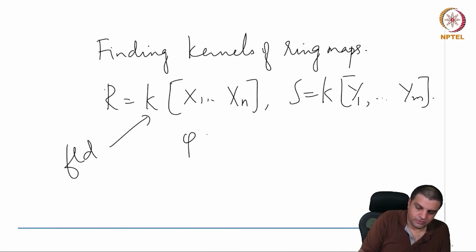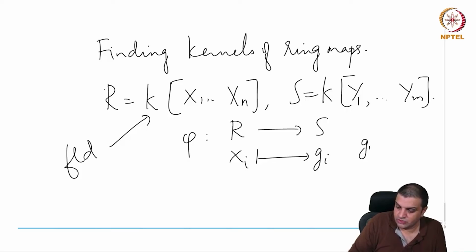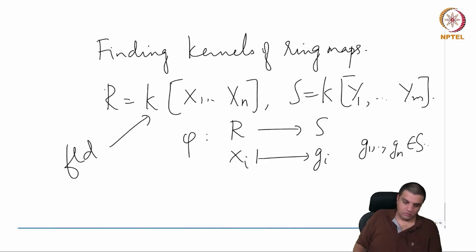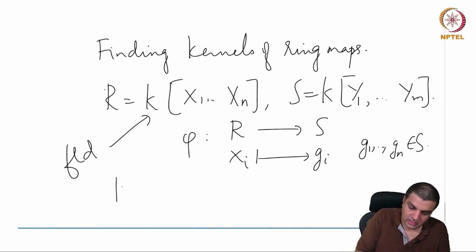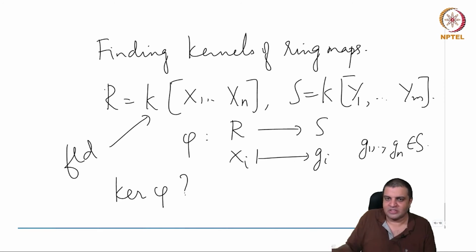and phi is a map from R to S, keeping the elements of k fixed, sending the xi's to gi's. So g1 through gn are elements of S. We would like to know, what is the kernel of phi? How would we compute the kernel of phi? Well, if you ask Macaulay, it would compute it, but let's try to understand one way of computing it using elimination.